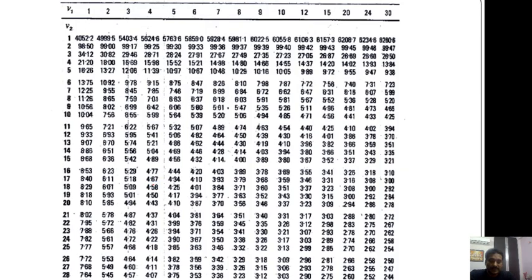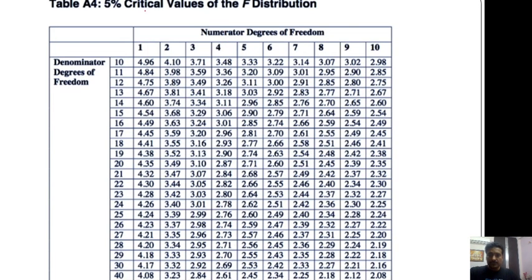And come to the numerical part. This is the F table. This is your F table for 1% level of significance, and here degrees of freedom v1, degrees of freedom v2. This is the F distribution for 5% level of significance.